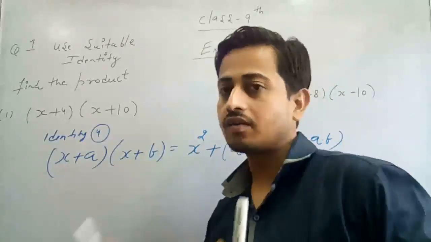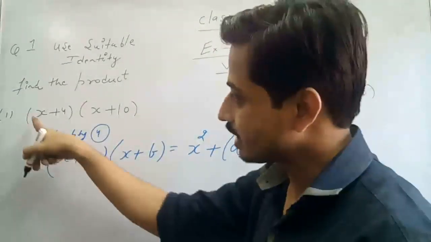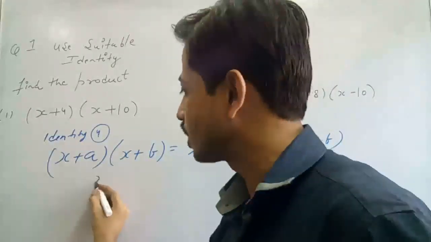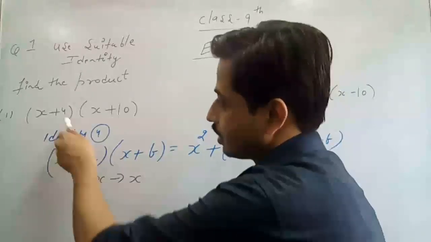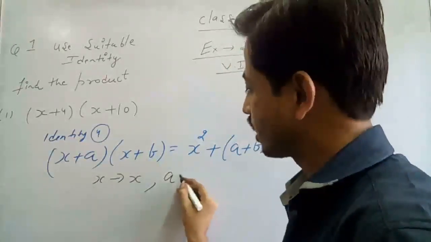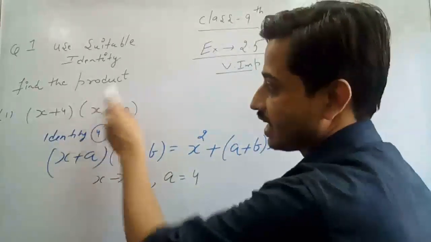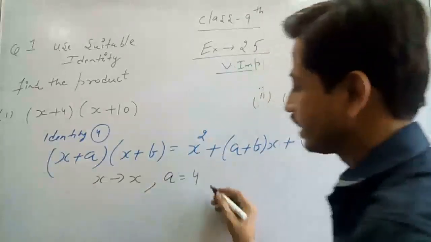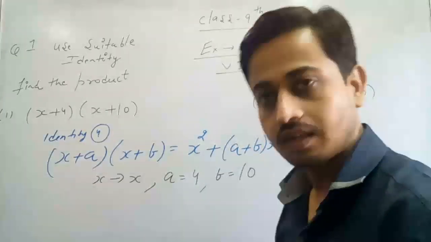Now apply. Before applying, we have to compare with the question. x is x, so you have to write x as it is. Now compare, a is equal to 4, so you have to write a as 4. Now compare, x as it is x and b as 10. So we get b is equal to 10.